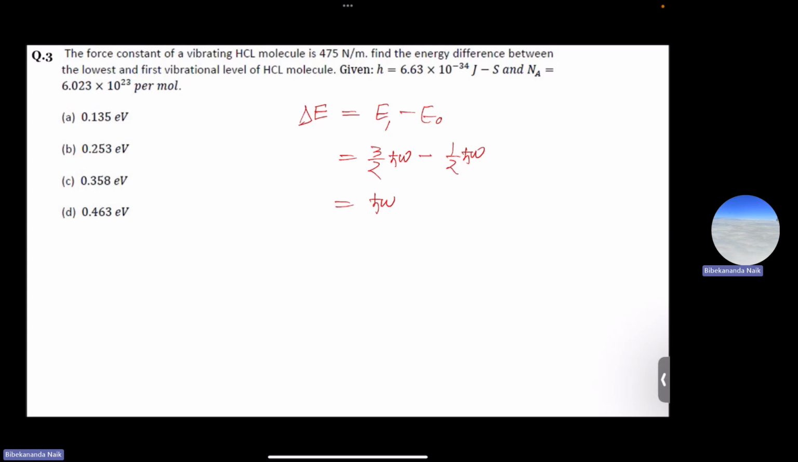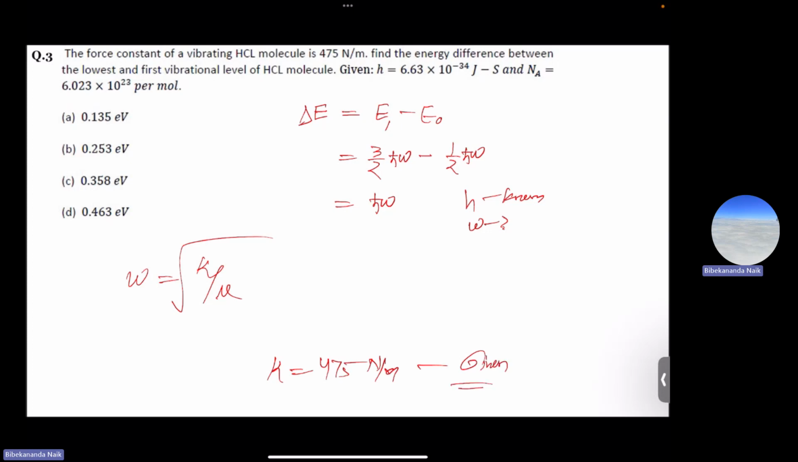Now h is known, omega we need to find out. We know the relationship between omega, k and mu: omega is equal to the square root of k by mu, where k is 475 Newton per meter, given. Now we need to find out the reduced mass. Mu is the reduced mass of the HCl molecule.